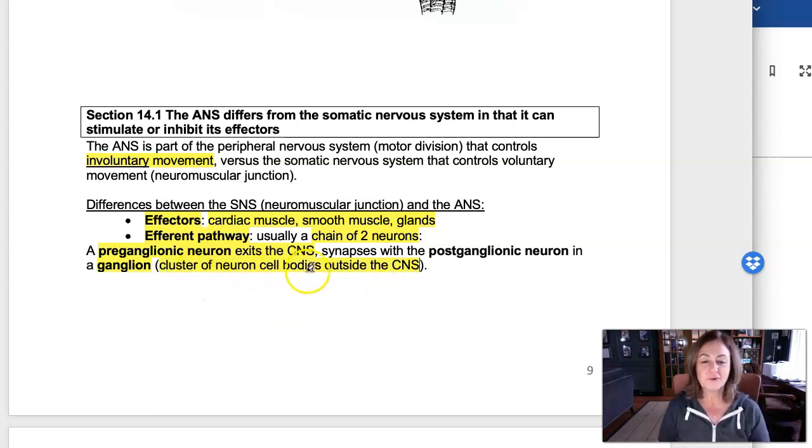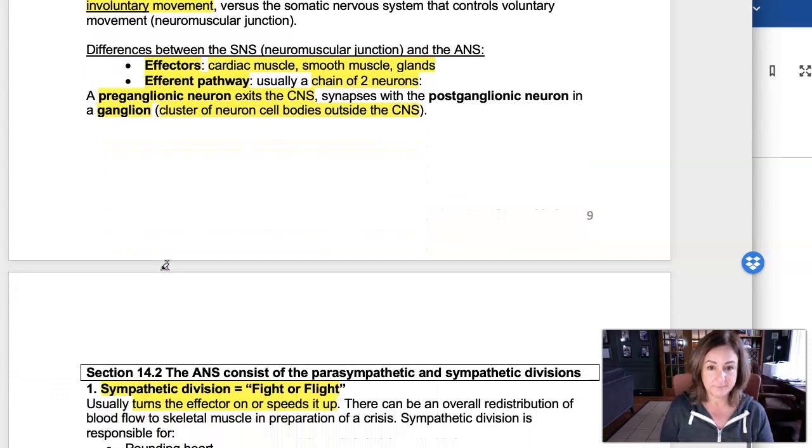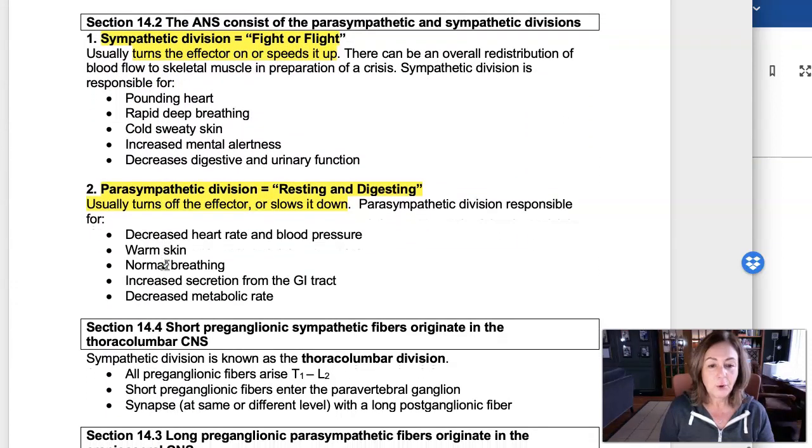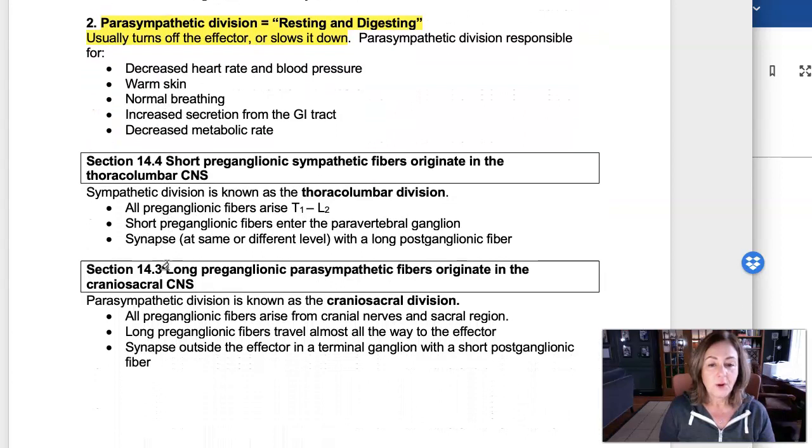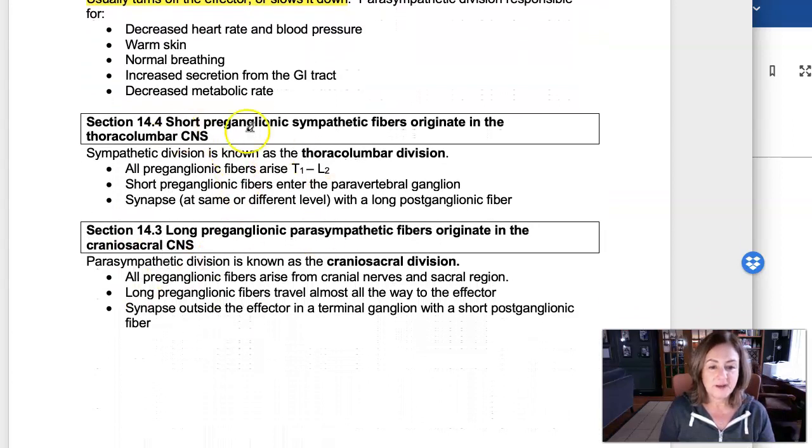Now, just a little review: if we had a cluster of neuron cell bodies inside the CNS, do you remember what that's called? It's called a nucleus, like the basal nuclei, as an example. So we can have clusters of neuron cell bodies inside the CNS and outside the CNS. Outside the CNS, that's when we call it a ganglion.